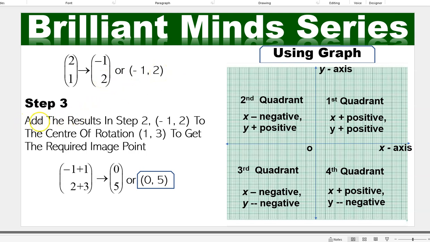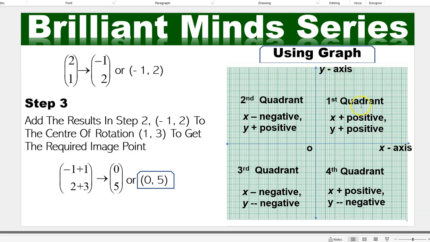And then in the final step, you are going to add the result in step 2, which is (negative 1, positive 2), to the center of rotation, which is (1, 3), to get the required image point. So when you add, we get (0, 5). Therefore, the image of the point (3, 4), when rotated through 90 degrees, becomes (0, 5). Using the graph, that is the x-axis and that is the y-axis.